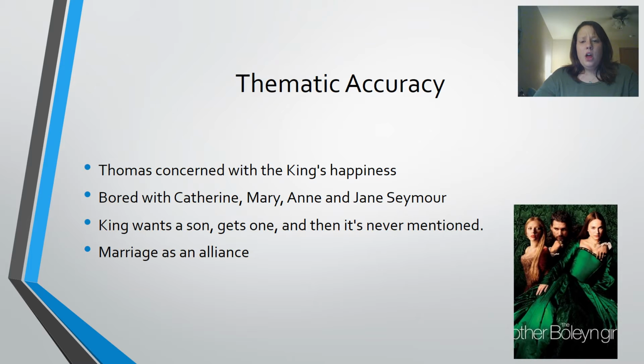But what I thought was a little bit weird was the king said at the beginning of the movie how he wanted a son and how much he wanted a son, and then Mary gives him a son, and then it was never mentioned ever again. And then he wasn't in line to be the king when Henry died, which I thought was a little weird.